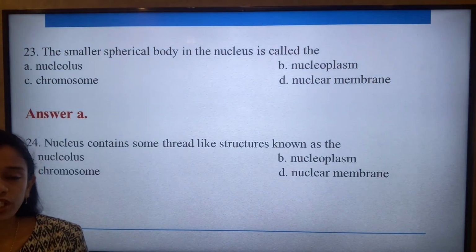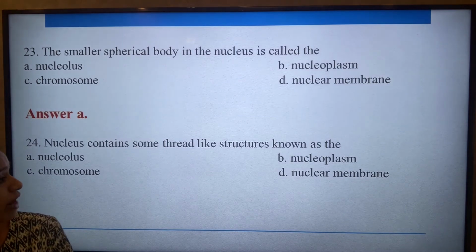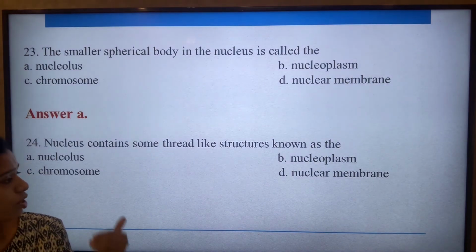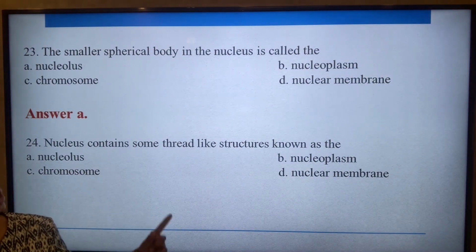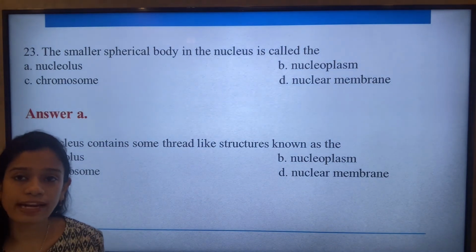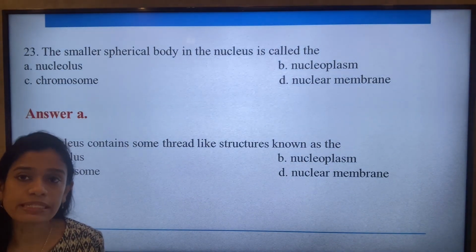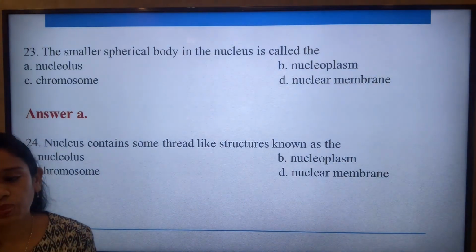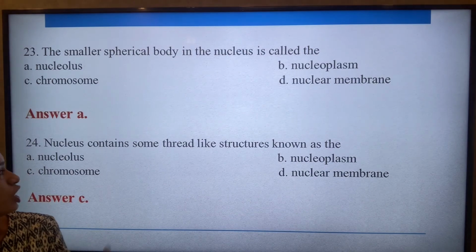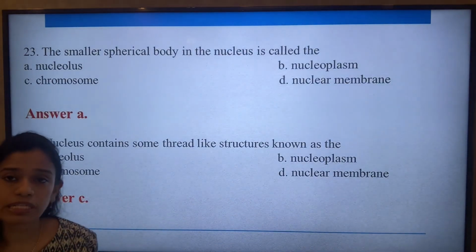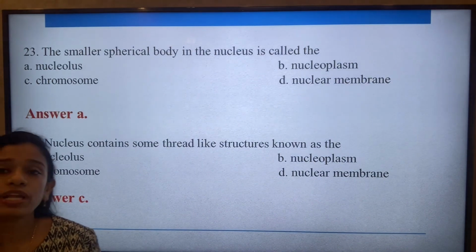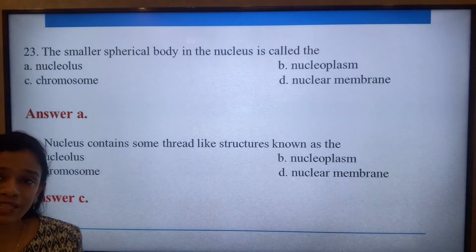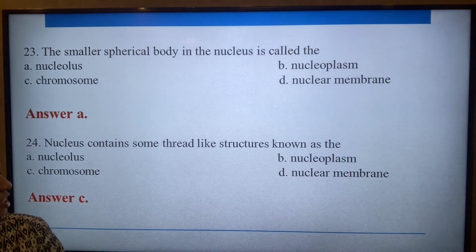Moving on to the next question, the nucleus contains some thread-like structures. It is known as the nucleolus, nucleoplasm, chromosome, or nuclear membrane. The thread-like structures present in the nucleus are known as the chromosomes. That is option C, the correct answer, because nucleoplasm is the matrix in which the nucleus sits, the nuclear membrane surrounds the nucleus, and the nucleolus is a small spherical body present within the nucleus. So it is option C, the chromosome.